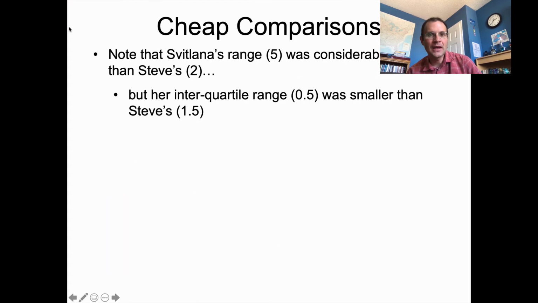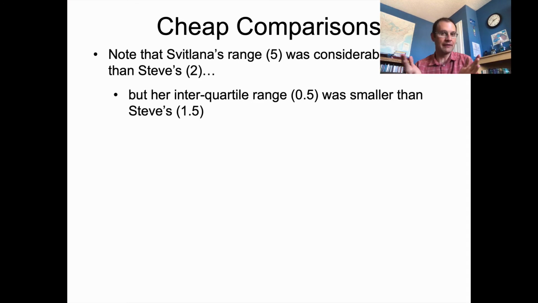I will point out a couple of things here. One is that if we take a look at the range versus the interquartile range, we see some interesting differences between the two distributions. Svetlana's range was larger than Steve's range, 5 versus 2, because we were looking at the extreme values there. But the interquartile range for Svetlana was smaller than Steve's.